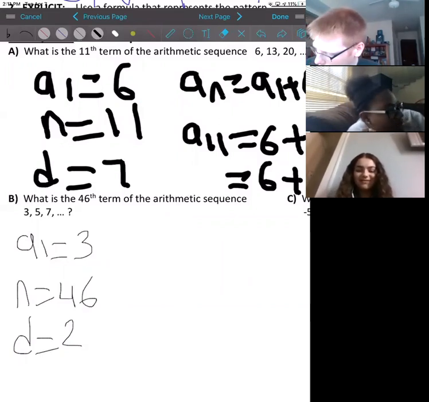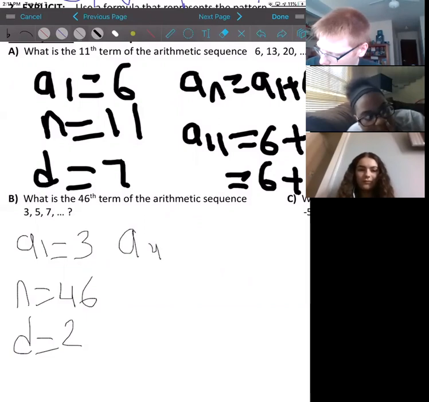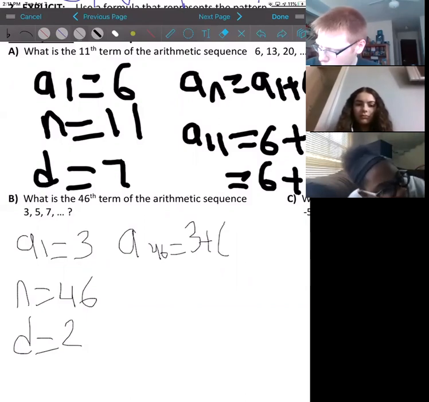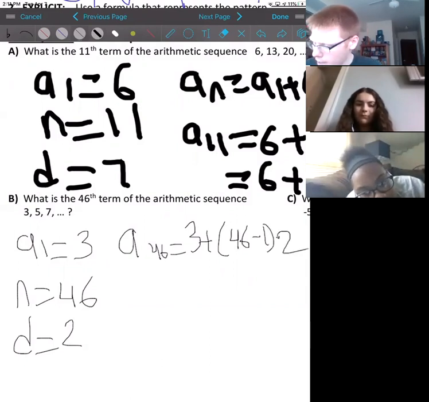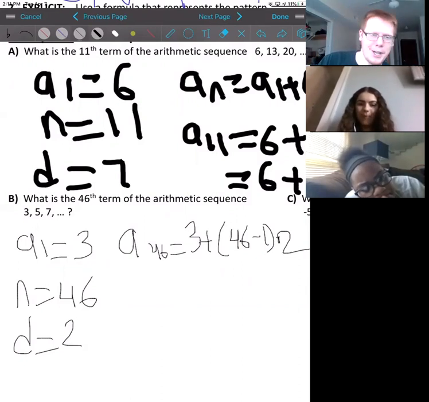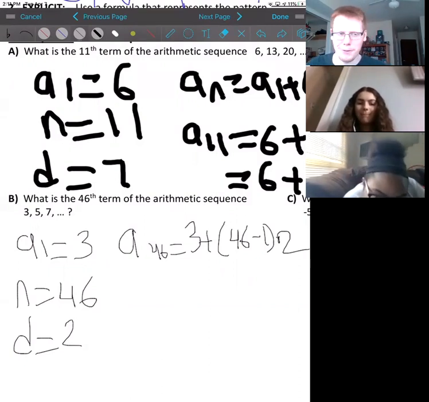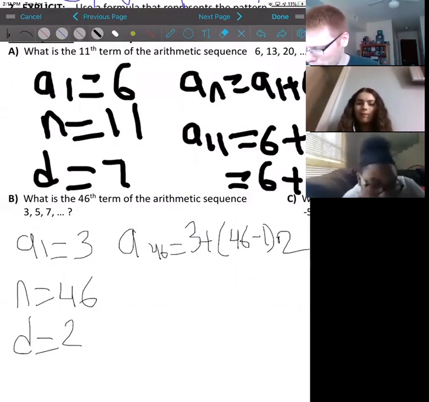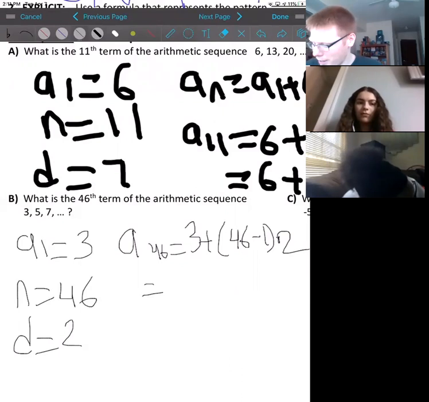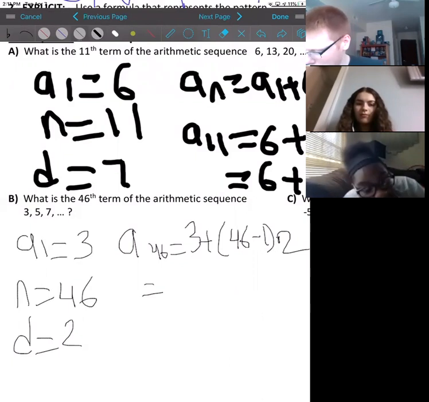So you would take your a of 46, that's what we want to find, equals our first term plus n minus 1 times our difference. If you think about what this formula is really doing, it's pretty intuitive. It's basically figuring out how many differences you're going to add or subtract. So to go from the first term to the last term, there's really going to be 45 differences added or subtracted. It's not anything revolutionary, but if you think about the formula instead of just having it given to you, it makes sense.